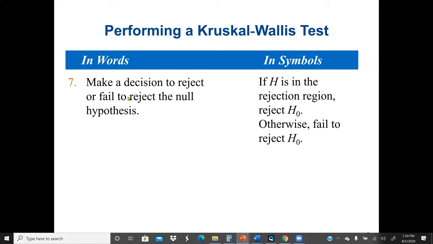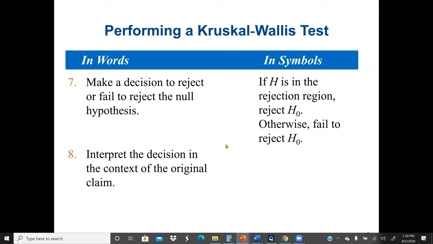Then from there we make our decision. We have the critical value and our test statistic, so we can decide either to accept or to reject H0. Then we can interpret the decision in the context of the original claim.